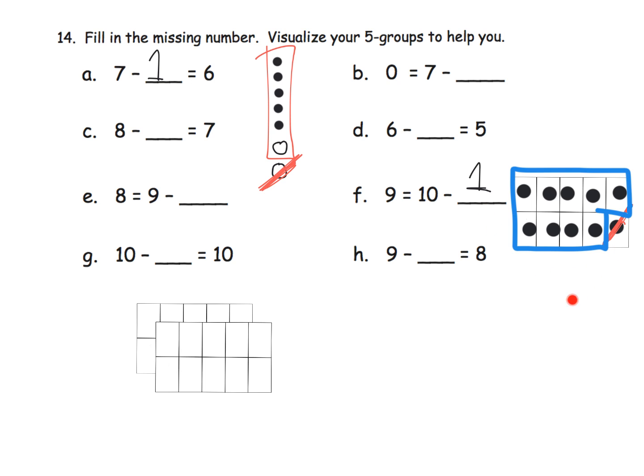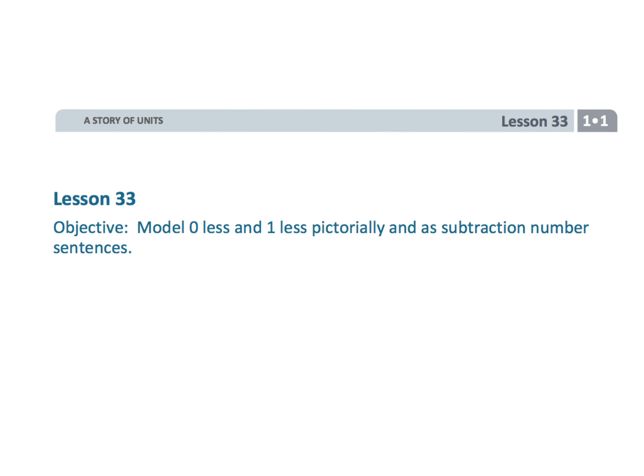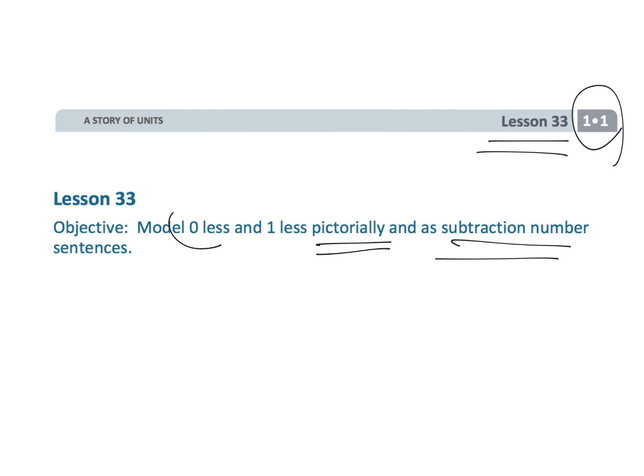Parents and teachers, we want to connect. What does this 10 mean? It means all the dots. What does this 1 mean? It means the 1 that we crossed off. What does the 9 mean? It means all of them left over. We want to connect the number sentence with the model that's going on. And that wraps up first grade Module 1, Lesson 33, where we are using pictures to model subtraction problems where we are subtracting 0 and subtracting 1.